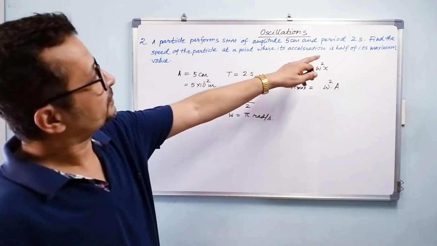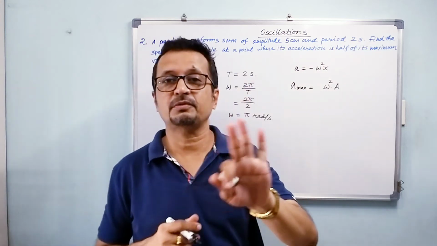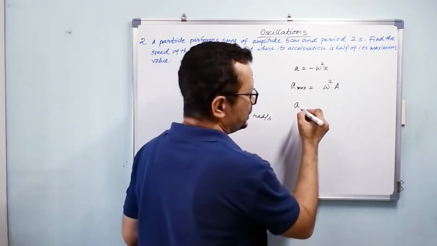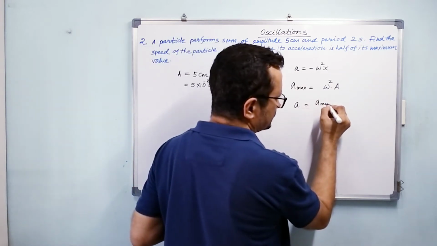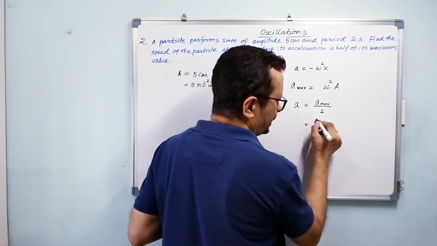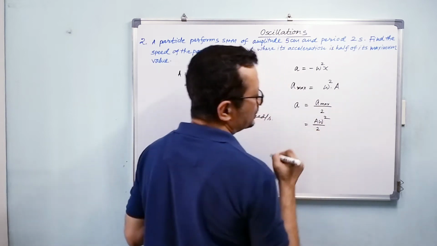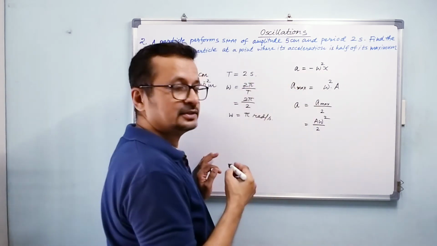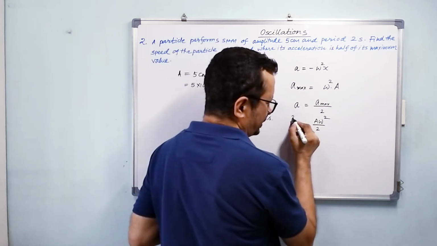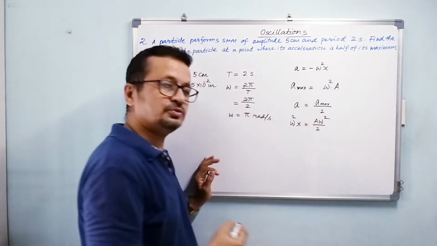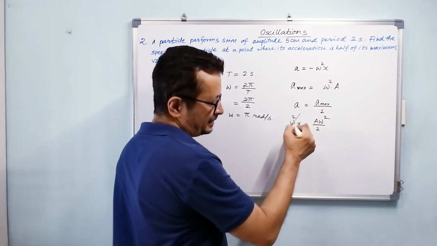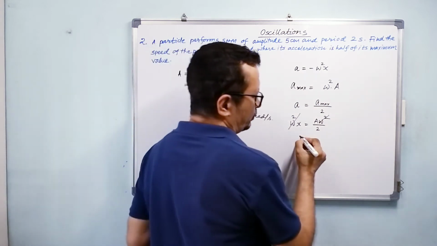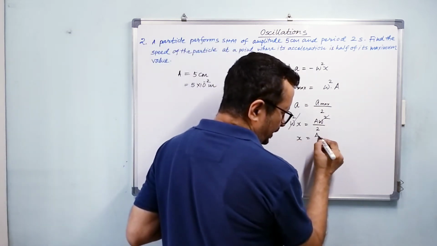But then what is the acceleration? Acceleration is half of its maximum value. So that means my acceleration at this particular position is equal to a max upon 2, so that is a omega square upon 2. And now is it not equal to omega square x? So omega square x is equal to a omega square upon 2. Can I cancel this? Yes. So I don't really need this omega square here. What I need is x is equal to a by 2.